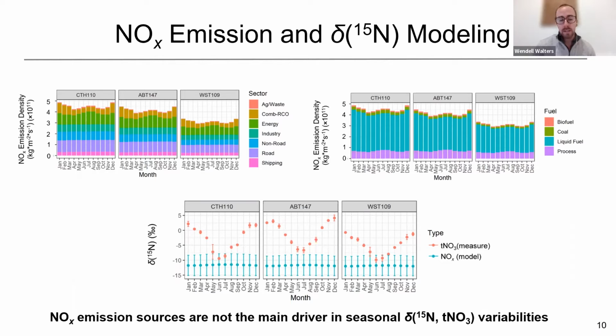The most likely explanation for this large discrepancy is that NOx emission sources are not the main driver in spatial and temporal delta 15N nitrate variabilities. And we argue for that because, if you look at our NOx compared to the nitrate, our NOx is much lower than our nitrate. If we were missing a source that had a high delta 15N value, this would really require more input from coal combustion, but that's not consistent with our fuel use data.